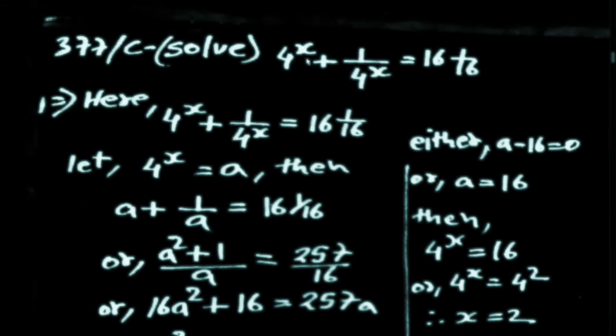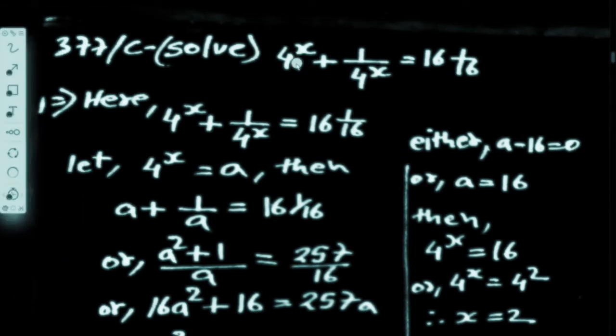Now, our given equation is 4 power x plus 1 by 4 power x equals 16, 1 by 16. After finding all this, we got the solution of this equation. We got the value of x by solving. So in this way, we find out the value of x and we solve the given equation.